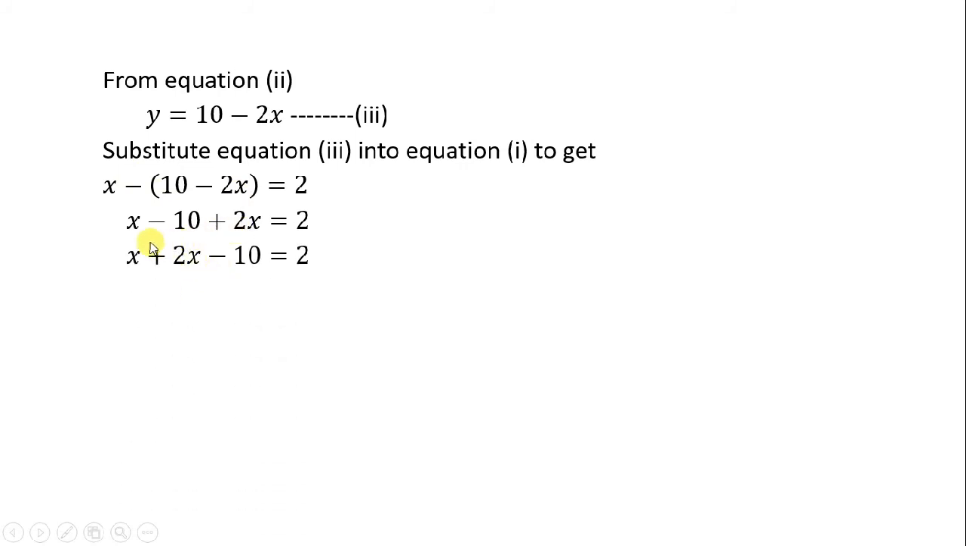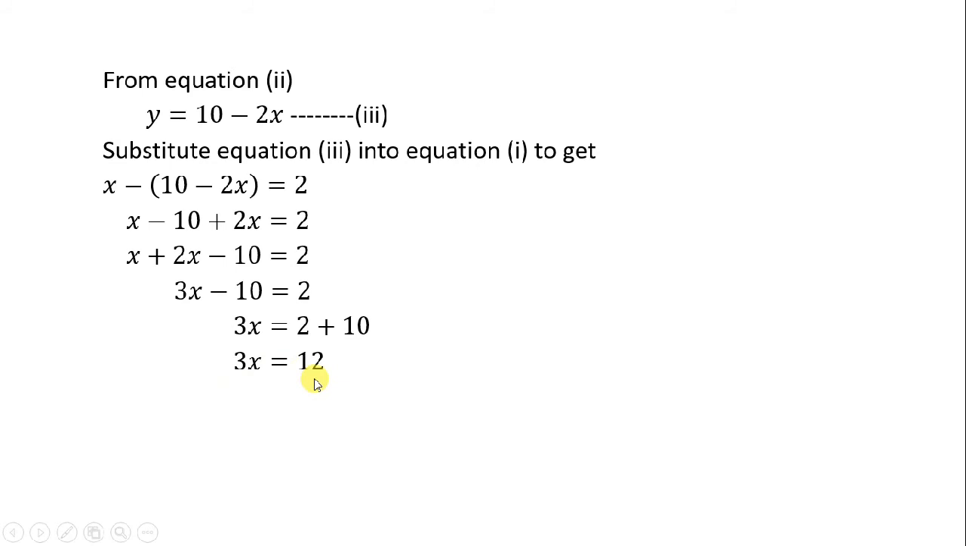Group the like terms together. So group x and 2x, minus 10 is equals to 2. From here, x plus 2x will give us 3x minus 10 is equals to 2. Then we'll transpose this negative 10 to the right. It will become a positive. So our 3x will be equals to 2 plus 10. Our 3x will be equals to 12.